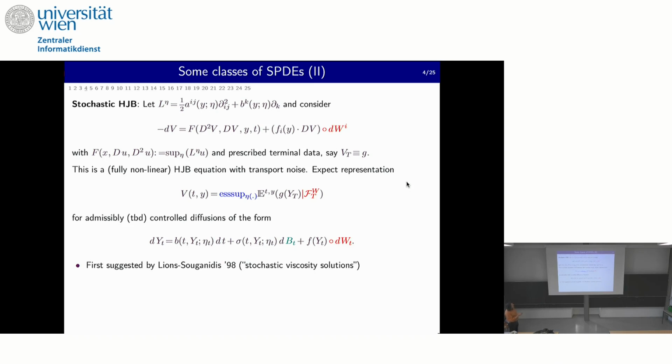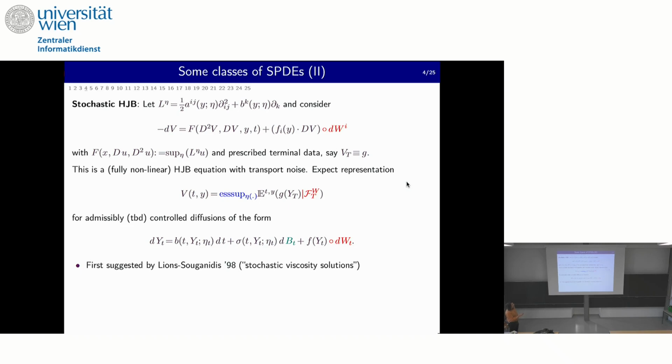So let's look at this bit in a bit more detail. You have here second order operators that depend on some eta and some control space. Then you do the usual sup procedure, and you get a fully nonlinear second order operator. This bit here is the HJB equation as a backward problem. Let's say you have terminal data, and then you have this extra term.